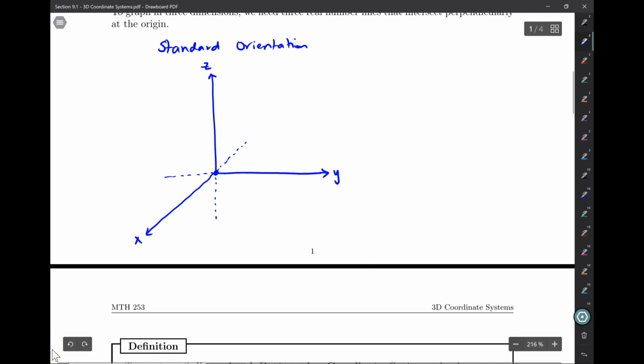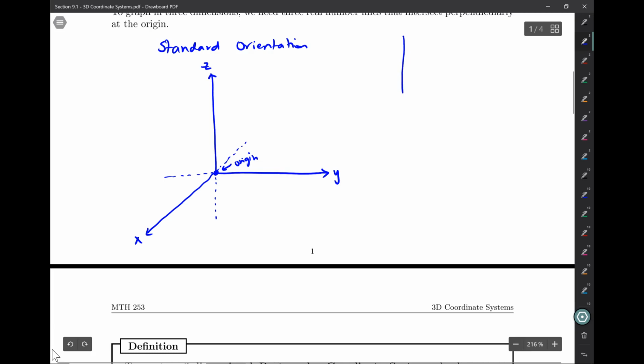And then right here would be the origin, where all 3 number lines meet. Okay, so again, this is kind of our standard orientation. I actually recommend that you go ahead and pause the video and just practice drawing a few of these if you haven't had much exposure with 3-dimensional coordinate systems. So I'll go ahead and draw it again from scratch.